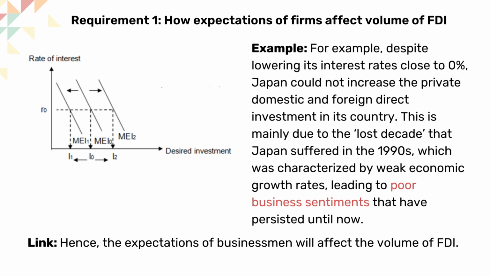Contextualize your answer by giving a relevant real-world example, such as in the case of Japan, where poor business sentiments have resulted in a fall in FDI since the 1990s. Finally, always link back to the question by telling us, hence, business expectations can affect the volume of FDI.